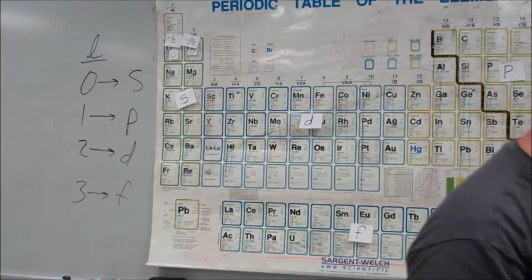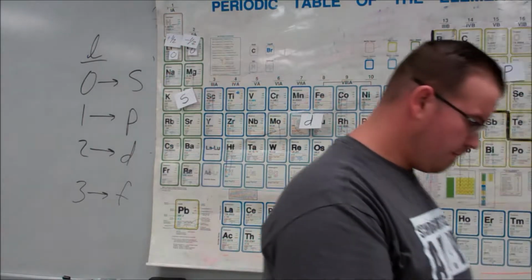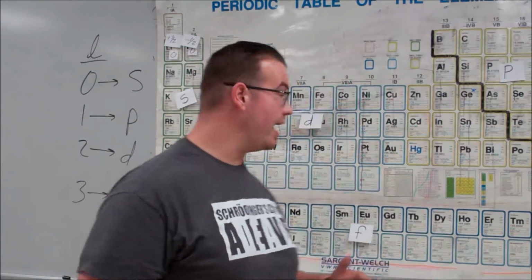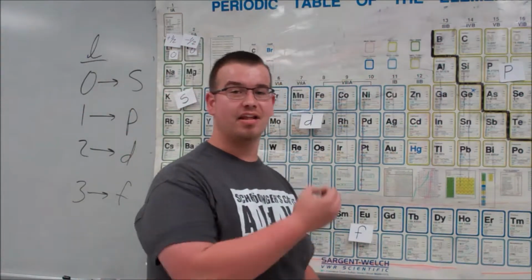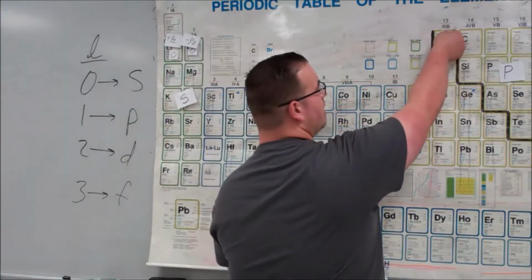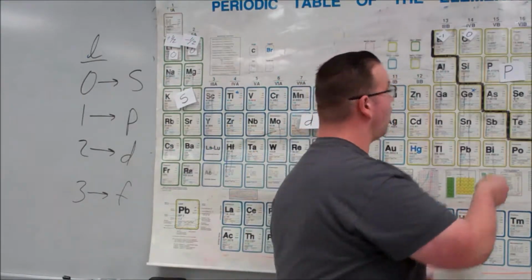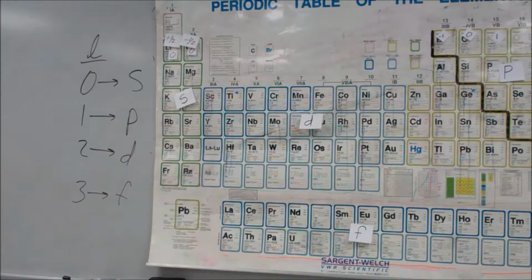So let's go to the P block now. If you work backwards, you'll find the orientations. You have 3 orientations, and your orientations are always negative L to L. L for P is 1, so we start with negative 1. The P block starts in the 13th column, so you'll start in the 13th column with negative 1, 0, and 1. That's for the first set. It repeats.